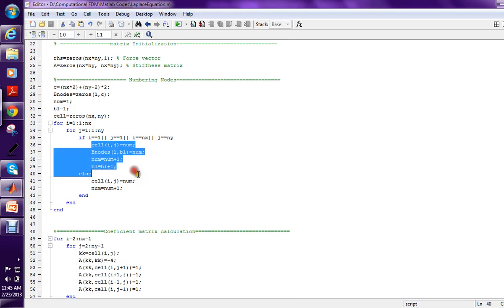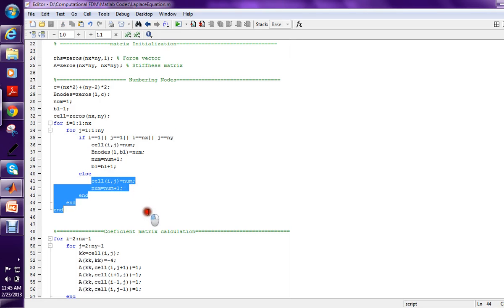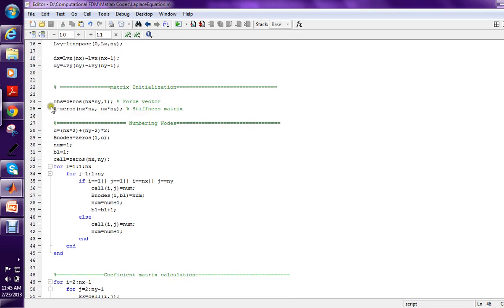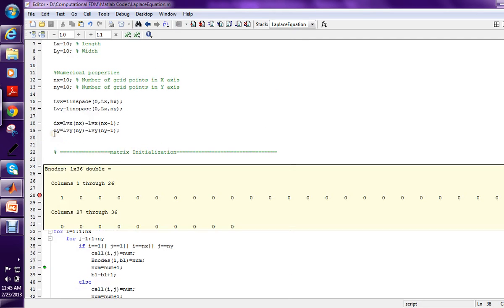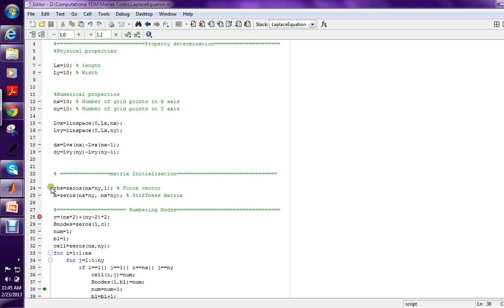Okay, so we can get this. Else, if this doesn't happen, then this will happen, right? So we have determined our boundary nodes. So let's see in debugging mode. For example here, we have 36 boundary values here, something like that.